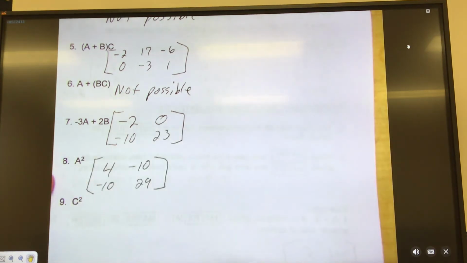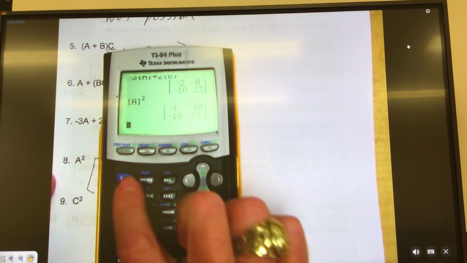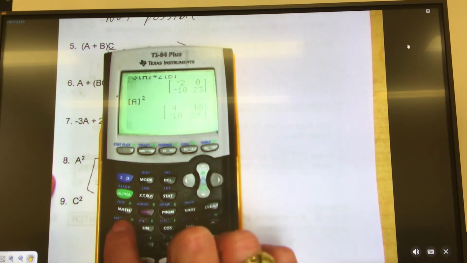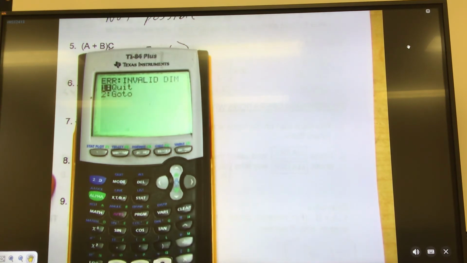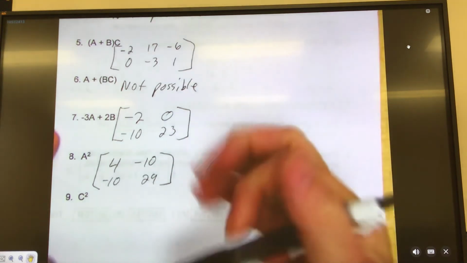And finally, C squared, matrix C. So second matrix, number 3 for C, squared, hit enter, and we see that that one has invalid dimensions, that the inner numbers would not match up. Okay, so it cannot be possible. So not possible.